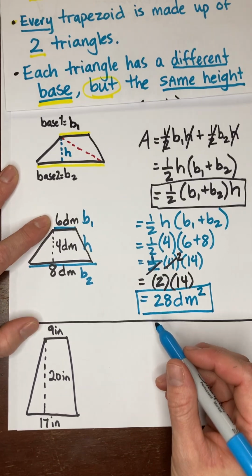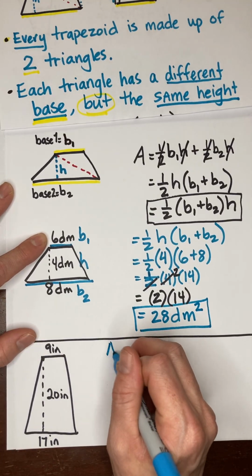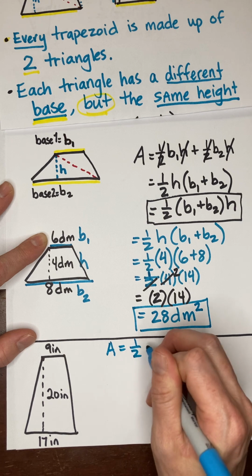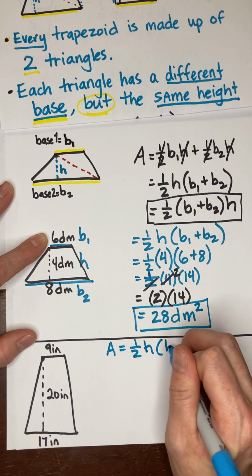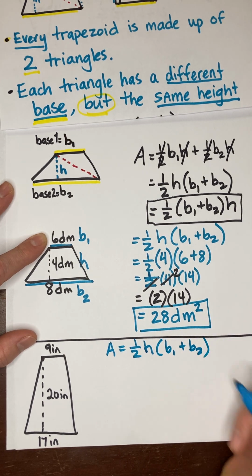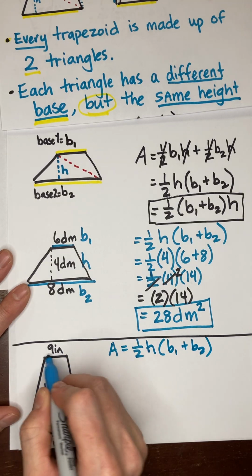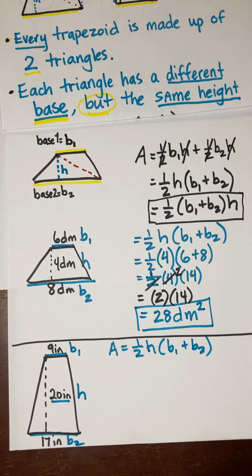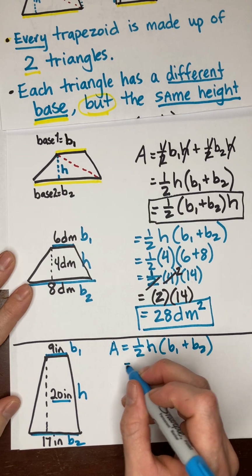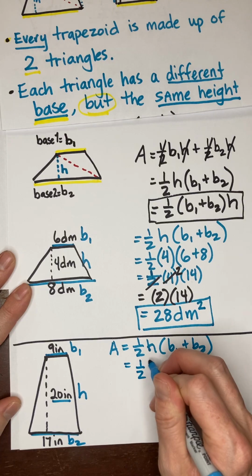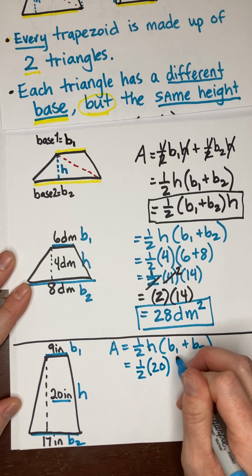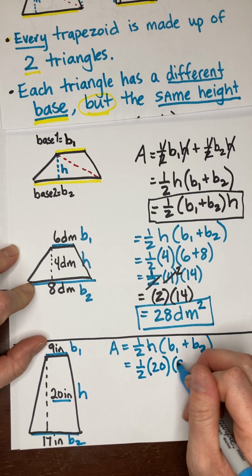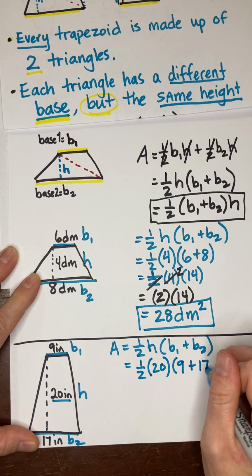Let's go down here. I'm going to write my formula: 1/2 times height times B1 plus B2. Let's label. B1 is the top of my trapezoid. B2 is the bottom of my trapezoid. Height is the altitude. Let's go ahead and substitute. 1/2, my height is 20, times B1, which is 9, plus B2, which is 17.